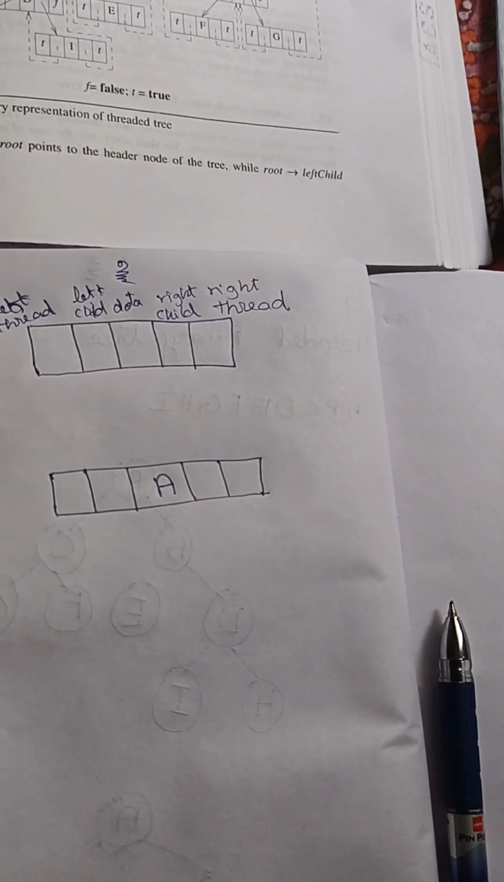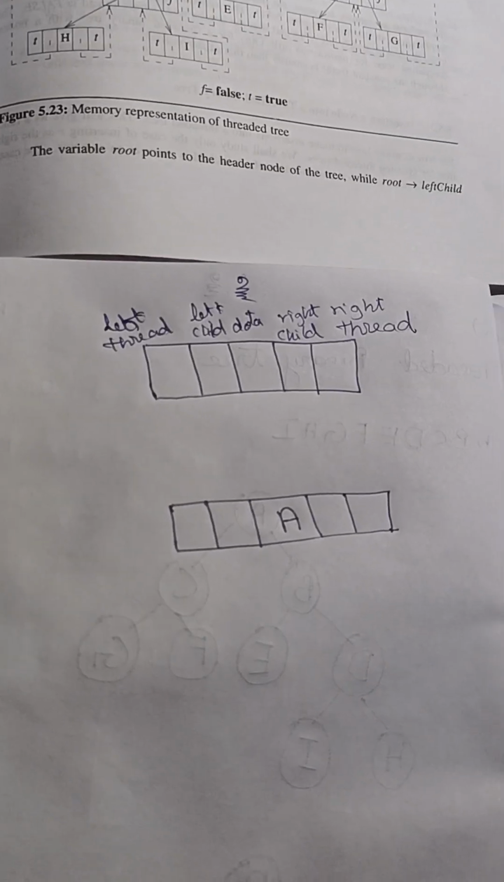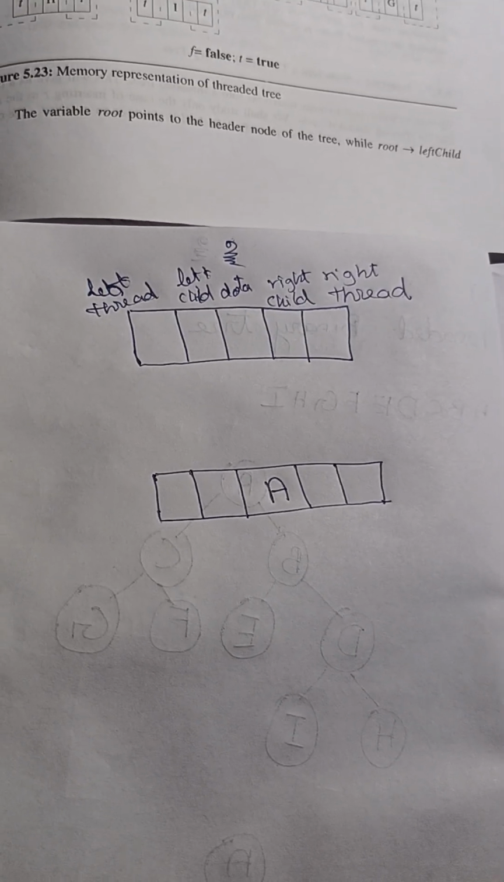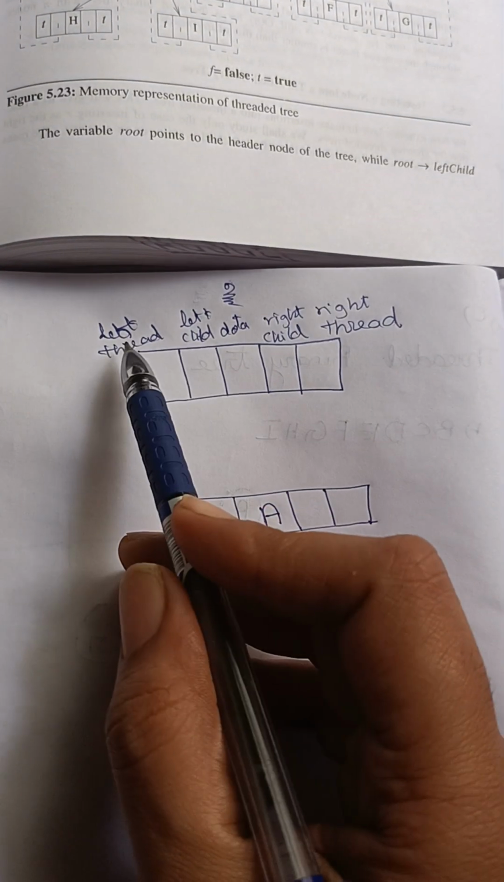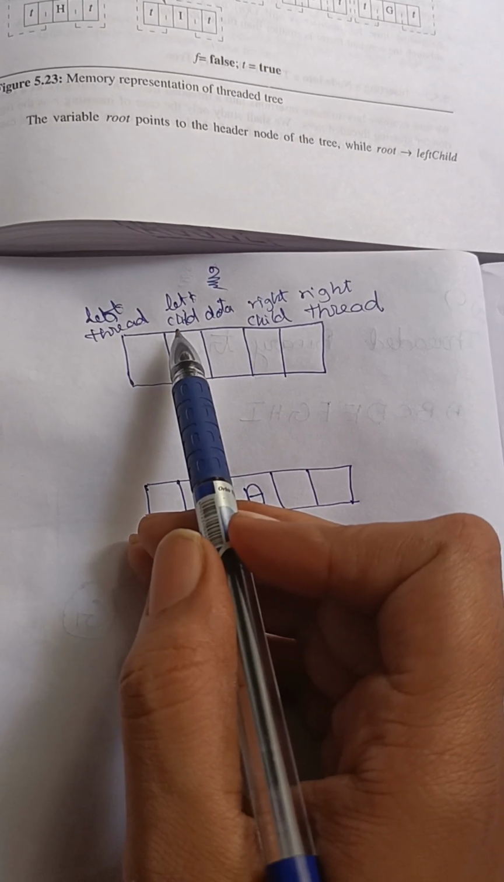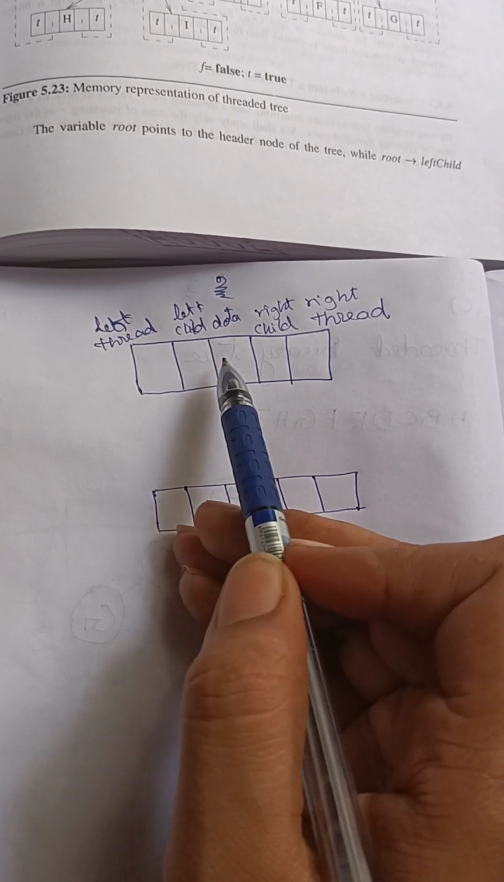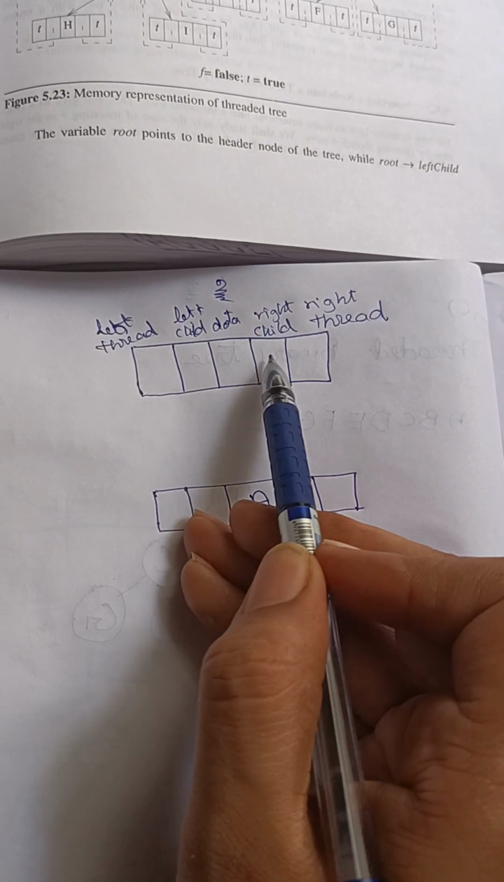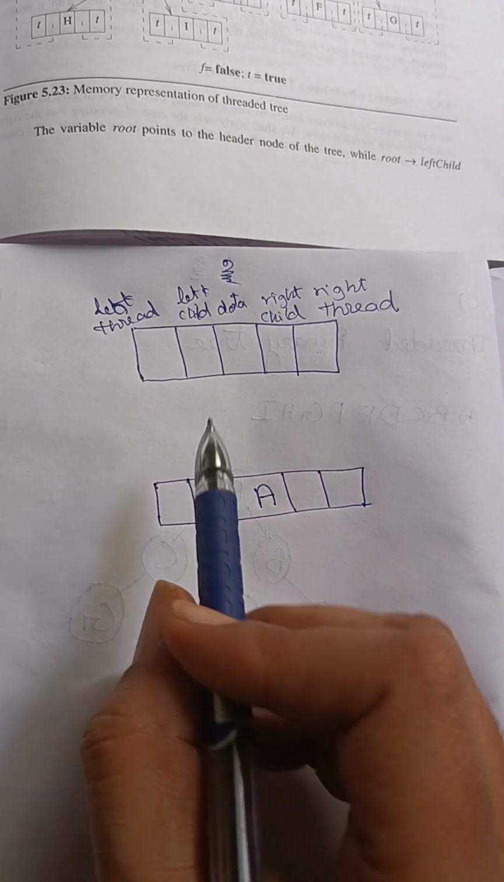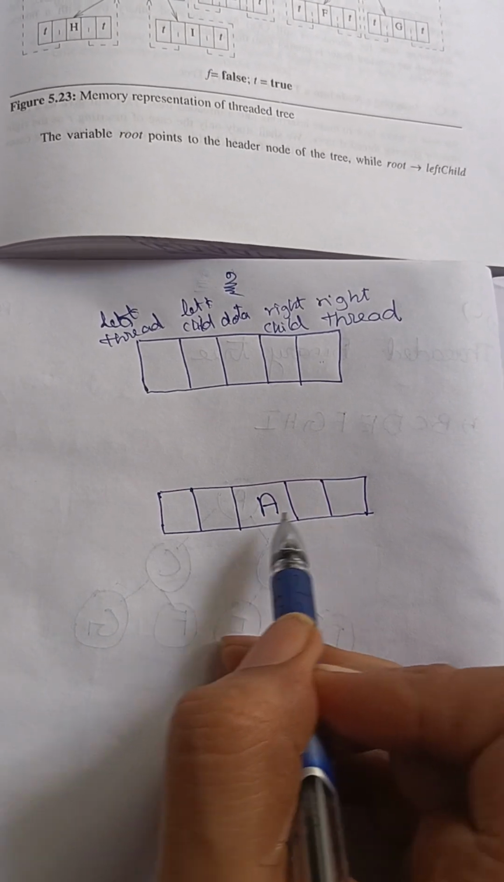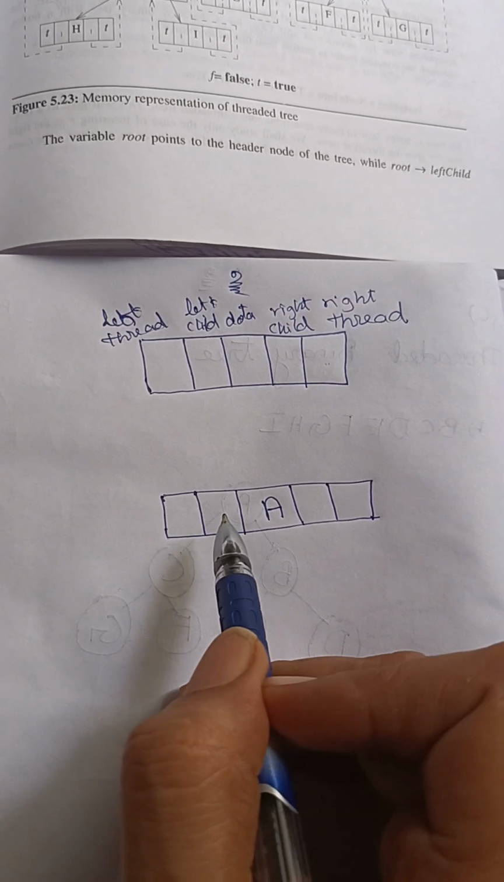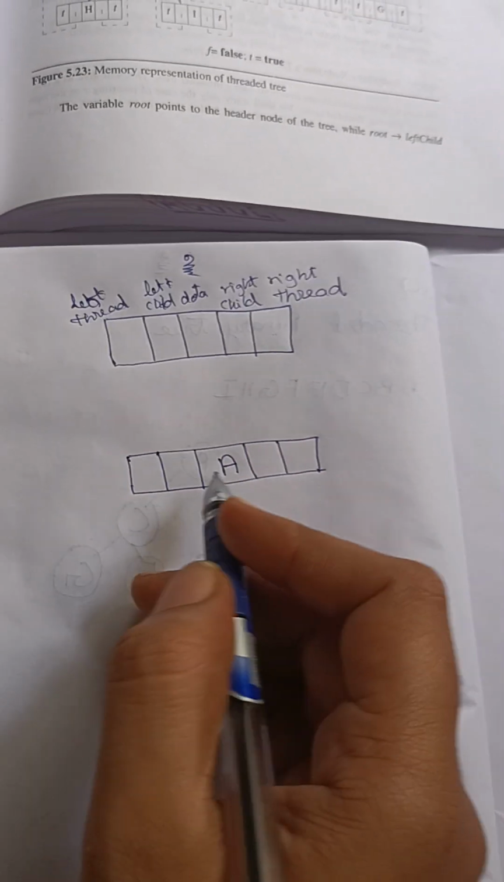So for the linked list representation of your threaded tree, we have a node format. Your node should contain your left thread, left child, that is pointers. Then what is the data? We should write it over here. Right child, right thread. First, your root node is your A. Okay, for which we will write the next line.